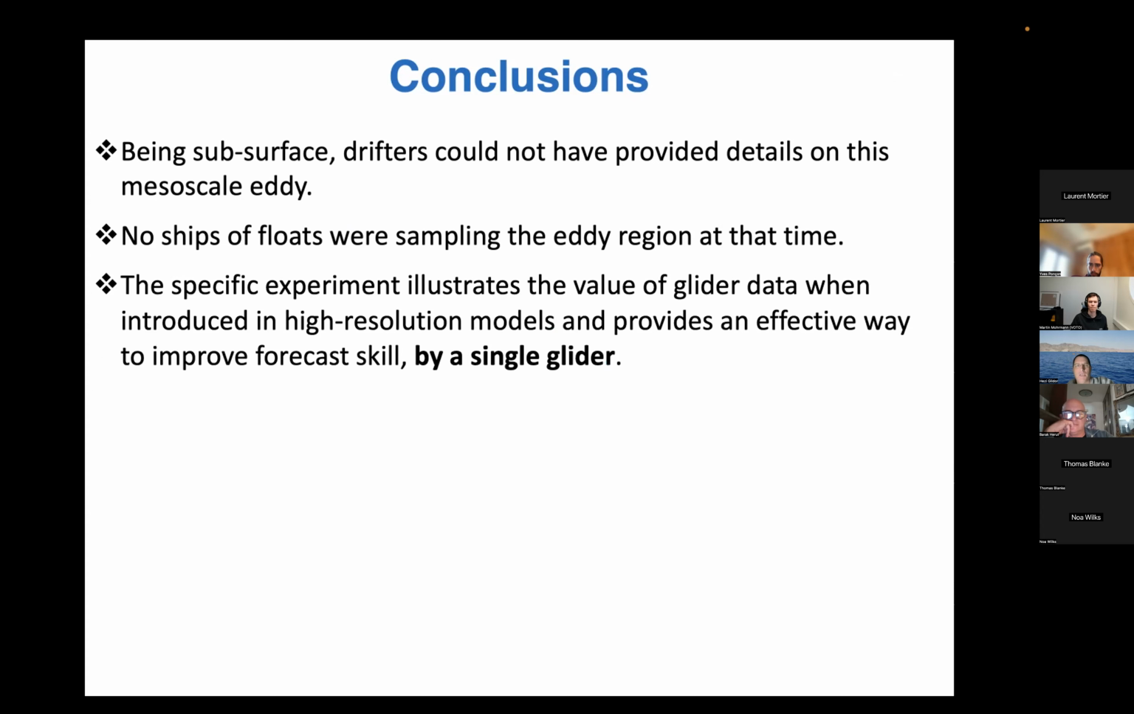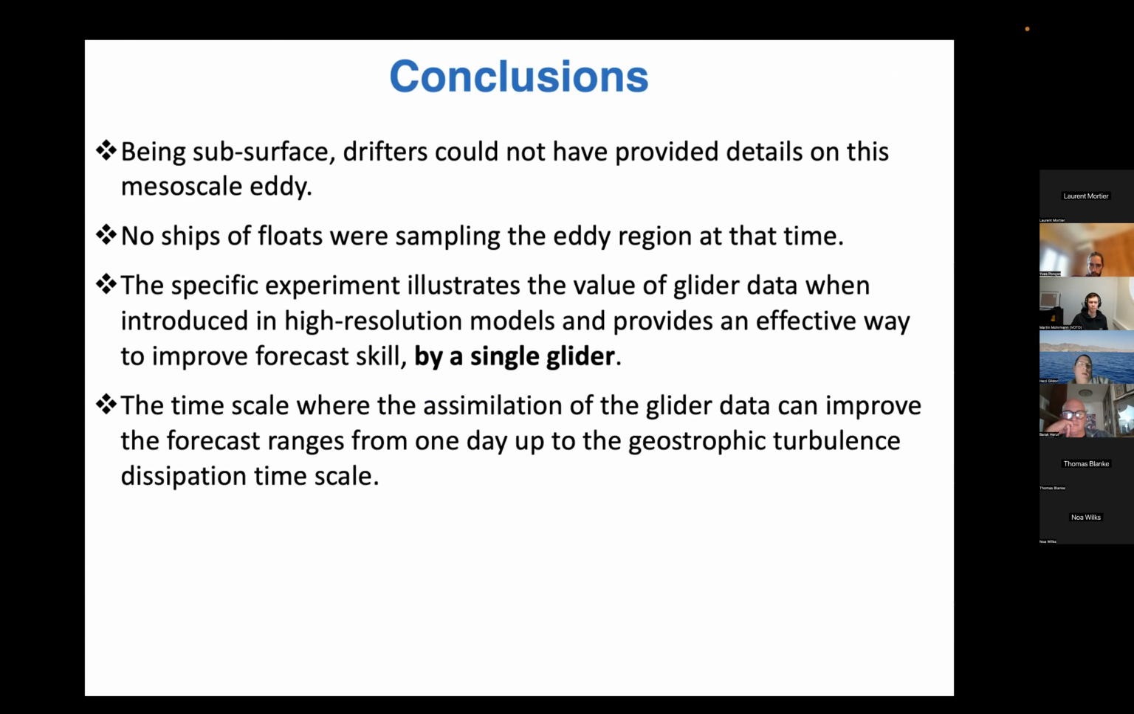And this single glider cross-sects this area for a few months on a single mission. The time scale over which the assimilation of the glider improved the forecast ranges from about 1 day to, let's say, a few days, the geostrophic turbulence dissipation timescale.